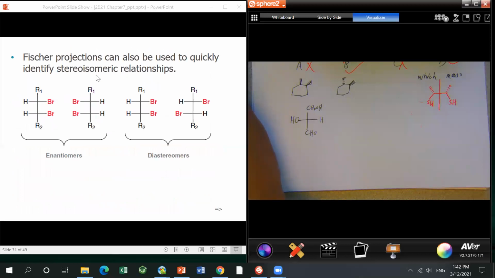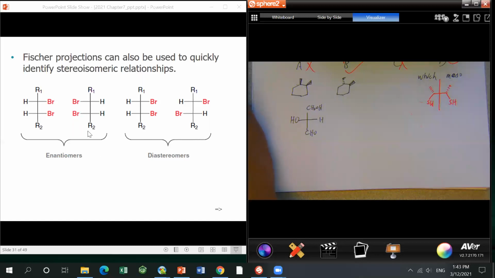So here are two examples. For the first pair, if we show the Fischer projection, it is easy to see that the two stereocenters are all opposite, so they are mirror images of each other and non-superimposable. So those two should be enantiomers. And for the second pair, some stereocenters are the same: the top stereocenter points in the same direction, while the bottom one is opposite. So some are the same, some are opposite, which is typical of diastereomers.